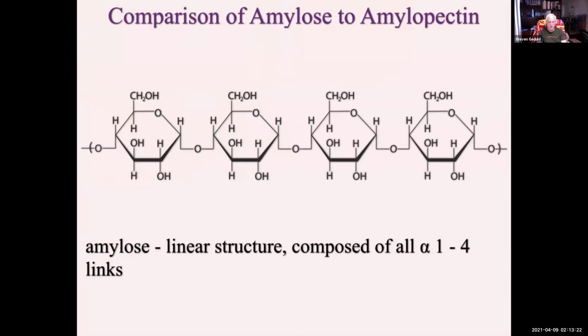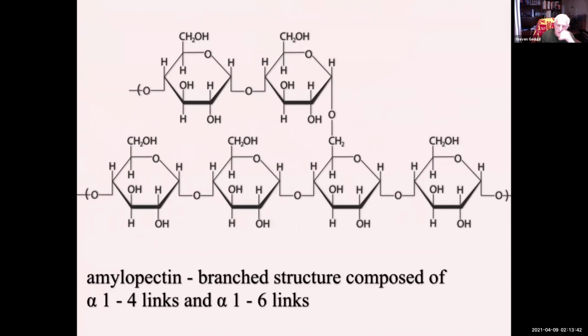This is amylose. This is a 1,4 linkage. Okay, and it's linear. So amylose is linear, all alpha 1,4 glycosidic bonds. Amylopectin. Okay, again, this is 1,4, 1,4. Now you get a branch. This is the number 6 carbon. This is the number 1 carbon. Okay, so now you get a 1,6 linkage.